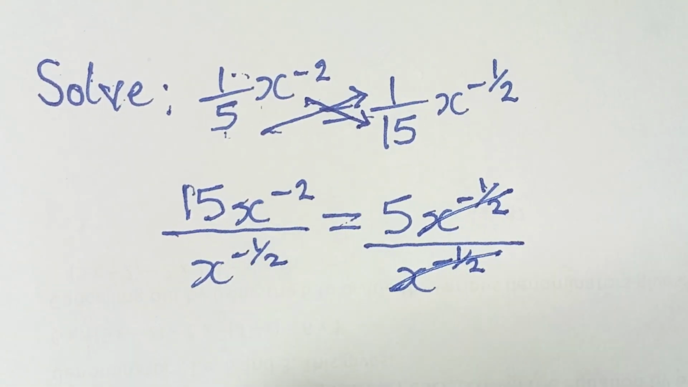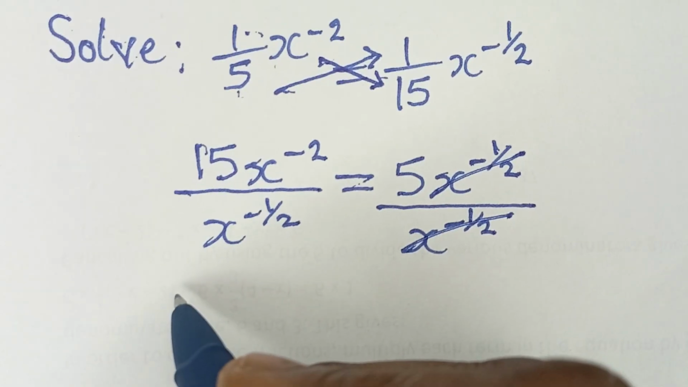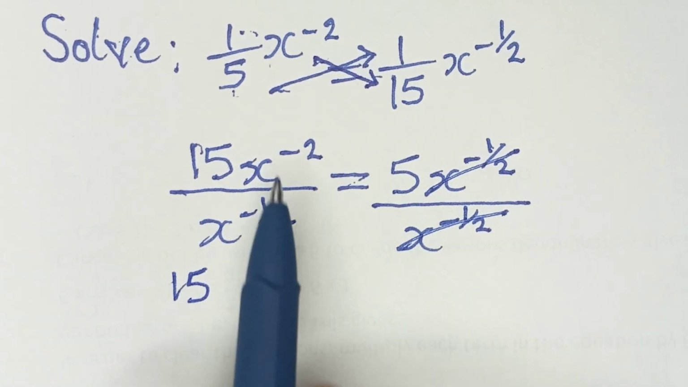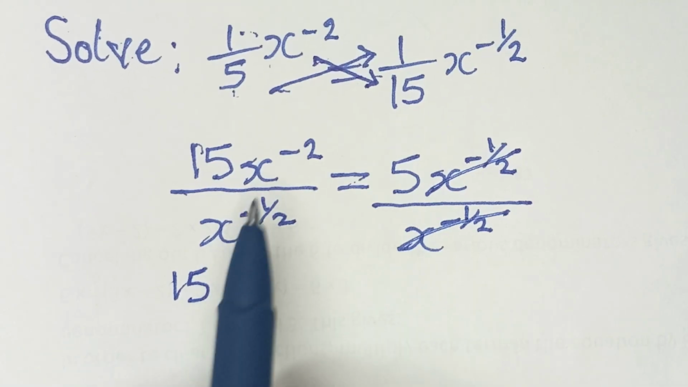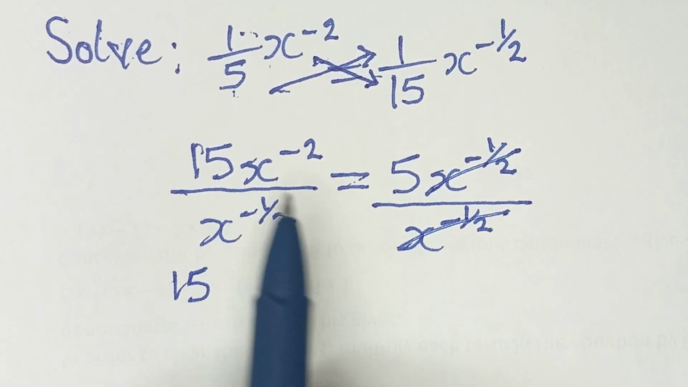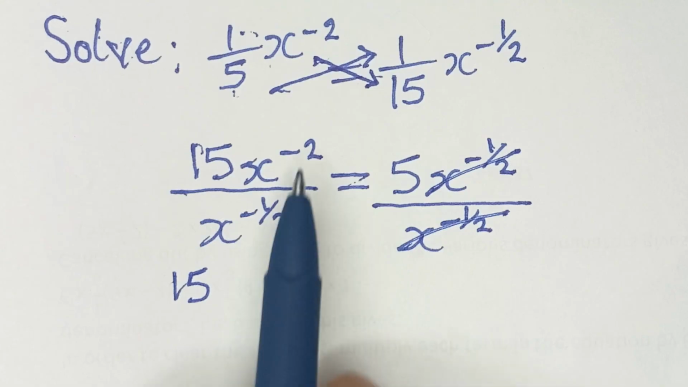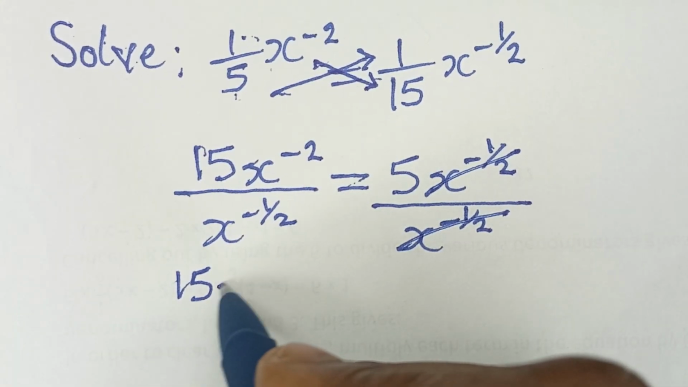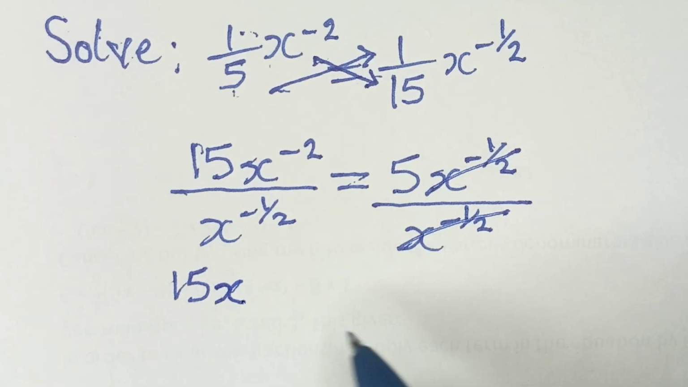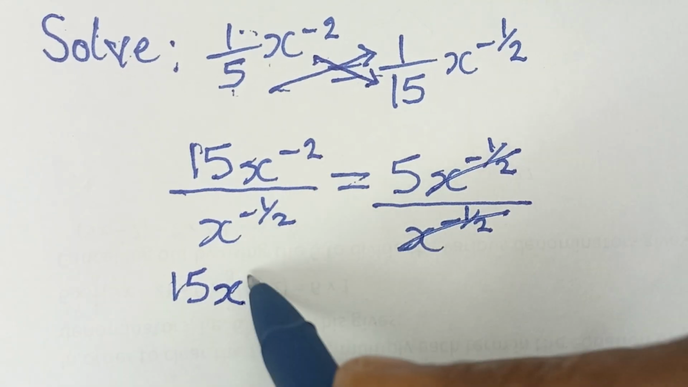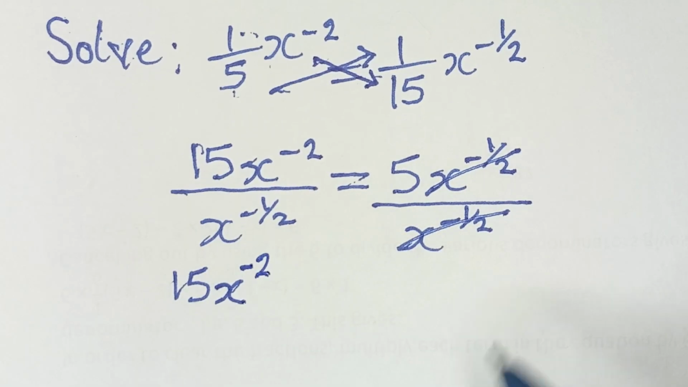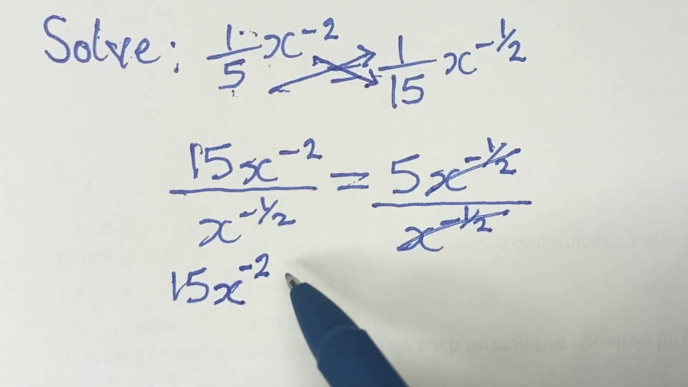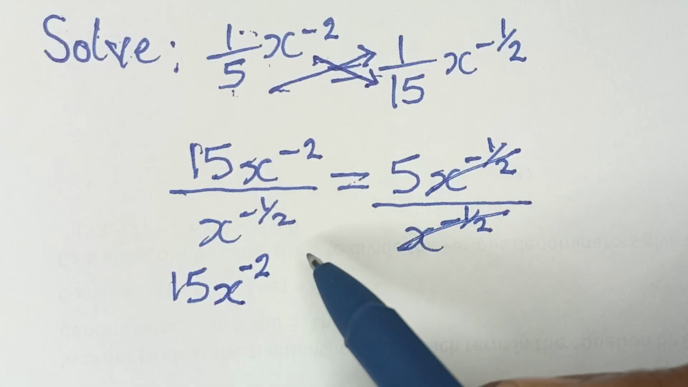Then to simplify this, I'm going to write the 15. And then in indices, when you have terms like this in the same base, x and x dividing each other, what you do is to subtract the powers. So I'm going to take x, which is just one of the bases, and then the power here is negative 2. Then I'm going to subtract this lower power from it. So it's going to be negative 2 and then minus negative half.